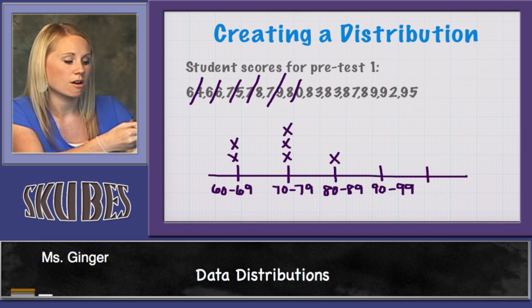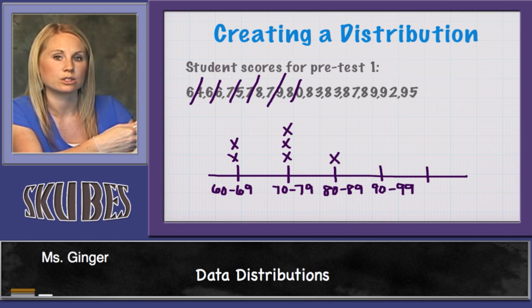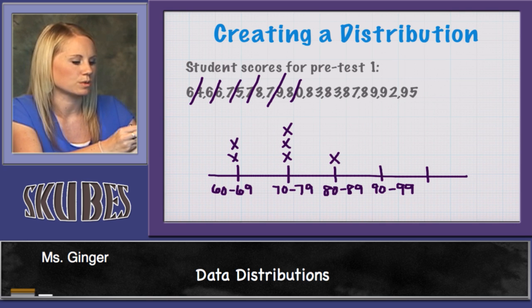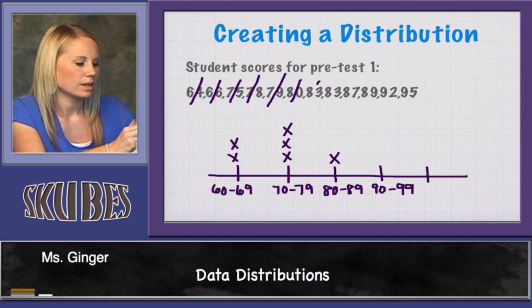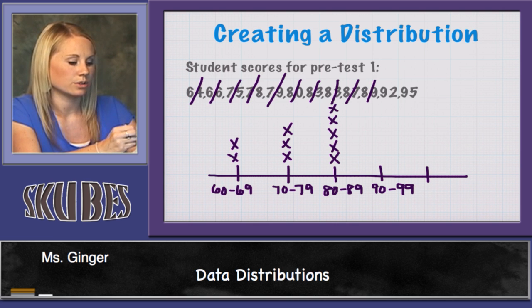It may help, our data happens to be in order, but if yours is not, you can go ahead and order it least to greatest, and it'll help you as you're doing these. 83 is in this interval as well. We have 2 of those. 87 and an 89. This one's really high. Okay, and then 92 is going to fall in the next range, and our last one, 95.